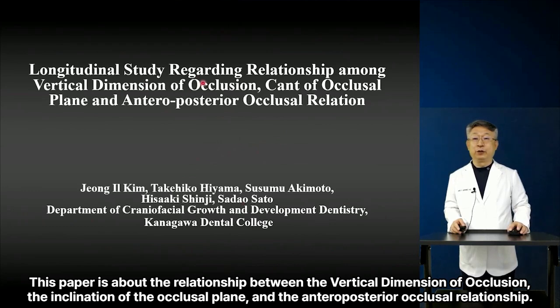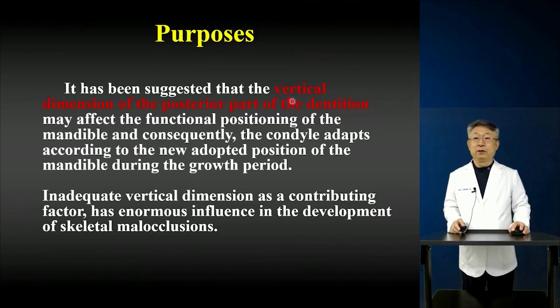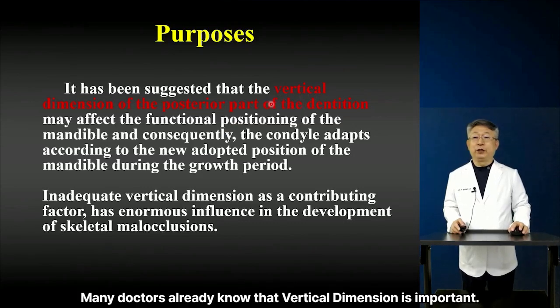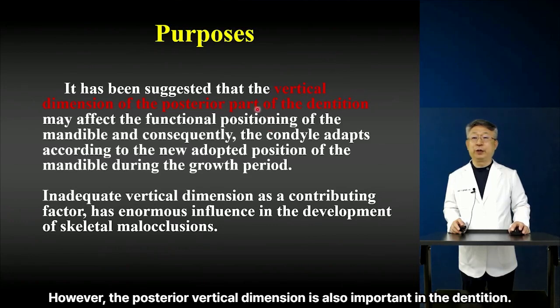This paper is about the relationship between the vertical dimension of occlusion, the inclination of the occlusal plane, and the anteroposterior occlusal relationship. Many doctors already know that vertical dimension is important. They have evaluated vertical dimension primarily for anterior vertical dimension. However, the posterior vertical dimension is also important in the dentition.